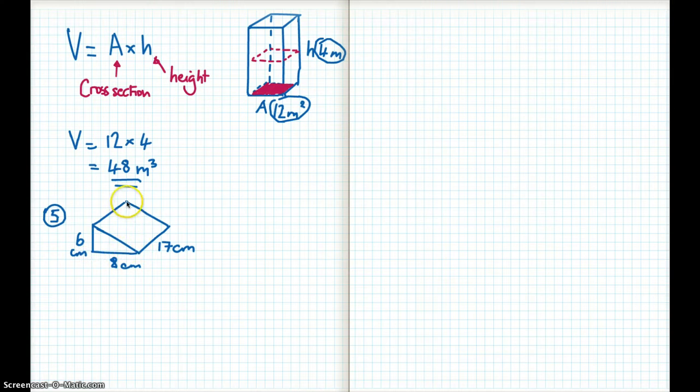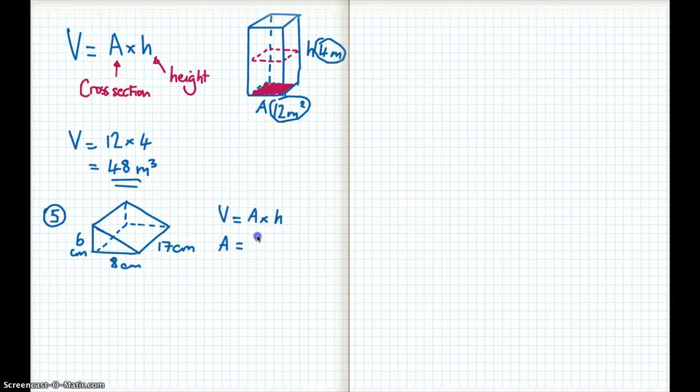So this triangle is the shape that is repeated all the way along. You can see it there a bit easily. So that's the area, the one that's repeated. So we know for this one as well, volume equals area times the height, and the height is the length of the prism, 17 centimeters. But how do we work out the area of the triangle? So we know there's an important formula.